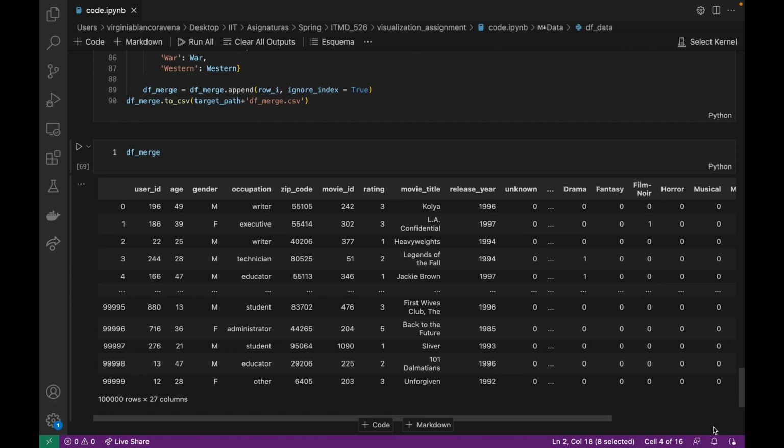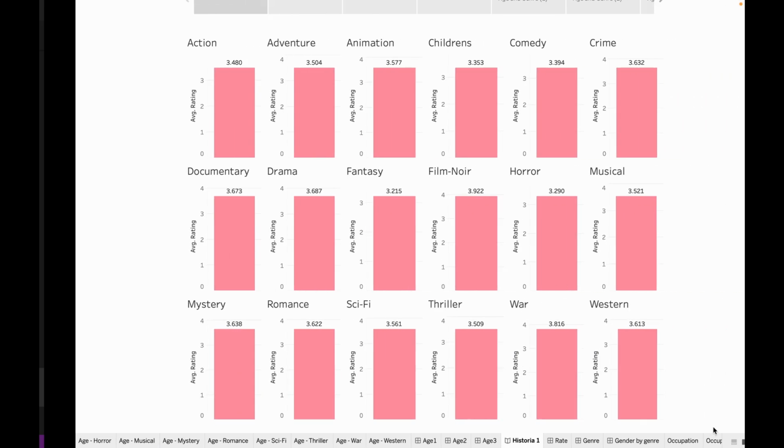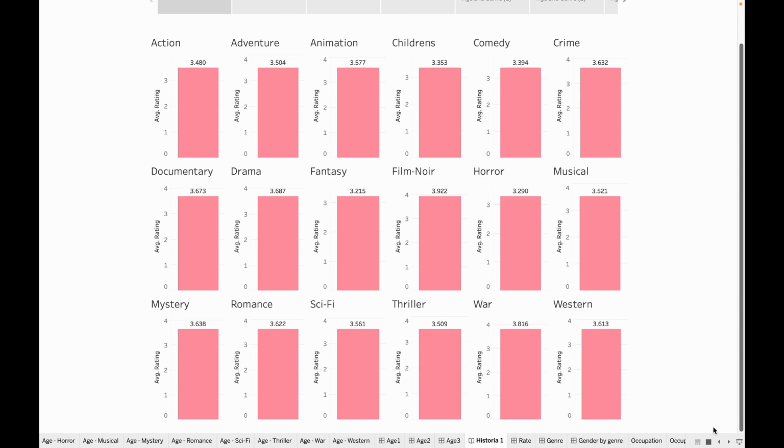Okay, so after that, we are going to present all of the data with Tableau. Here is the first thing that we are going to show, and this is the rating each genre has. As we can see here, film noir has the highest rate, and then war is the next one. The ones that have the lowest rate are fantasy and horror. So we will continue focusing on these genres.